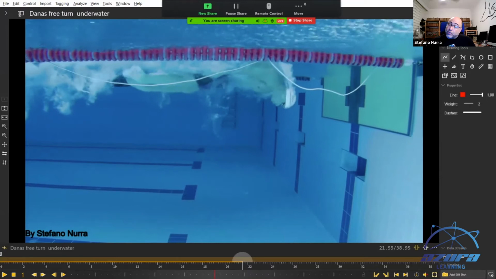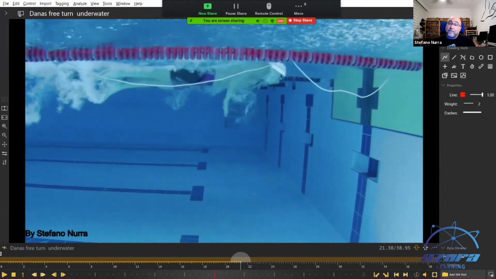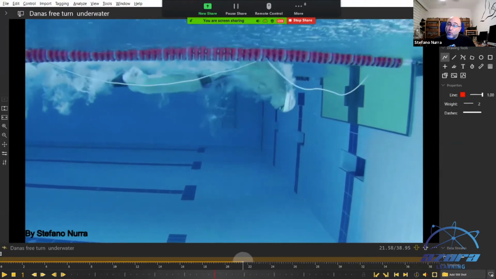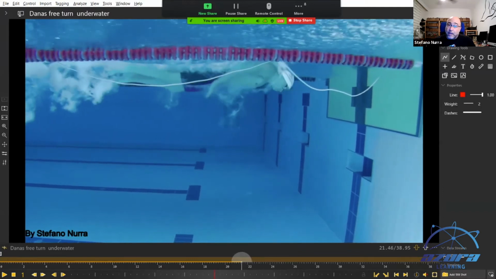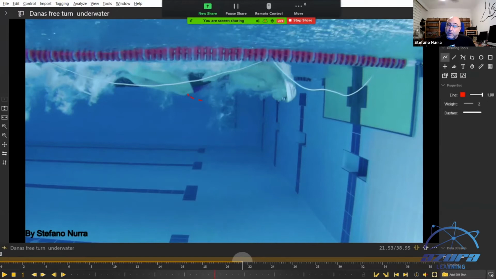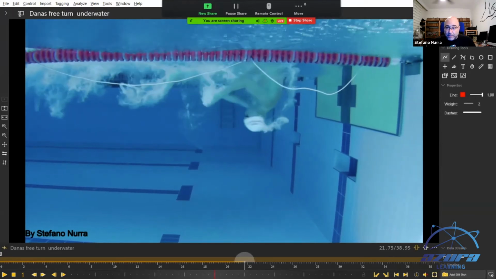So the concept is to close the body faster, avoiding the fly kick. So from this position, I repeat, up, up, to be like a ball. I hope my explanation is enough.